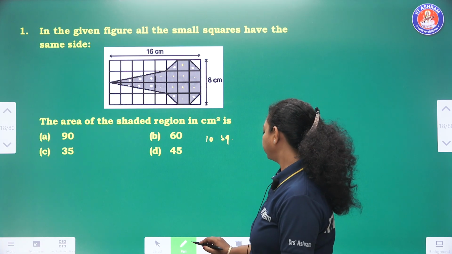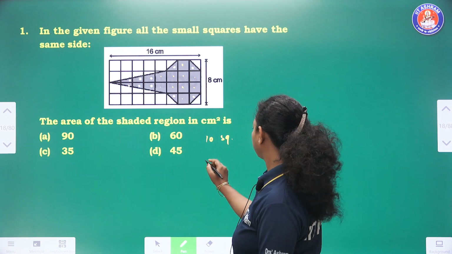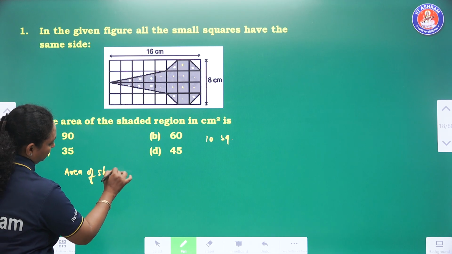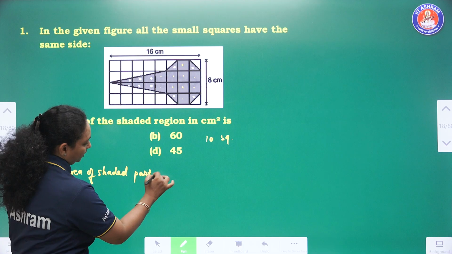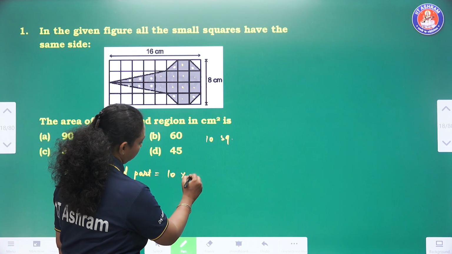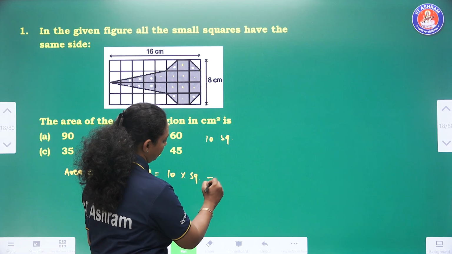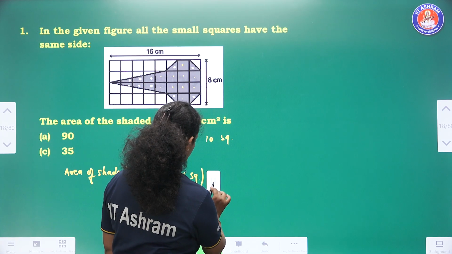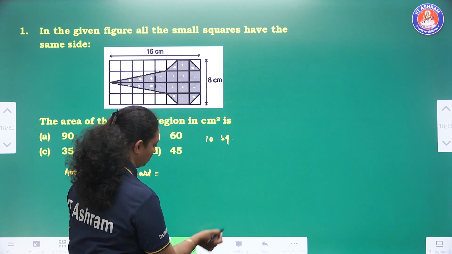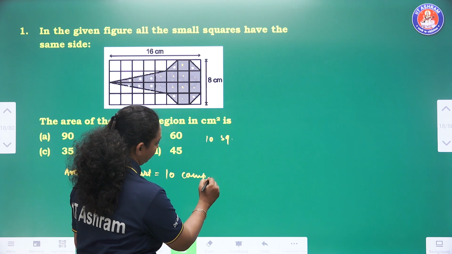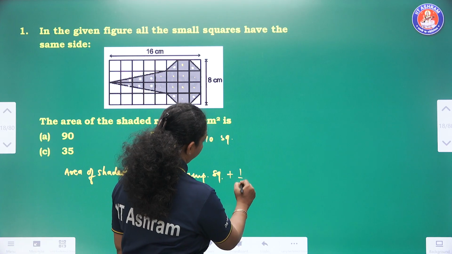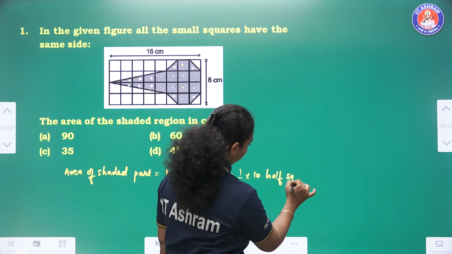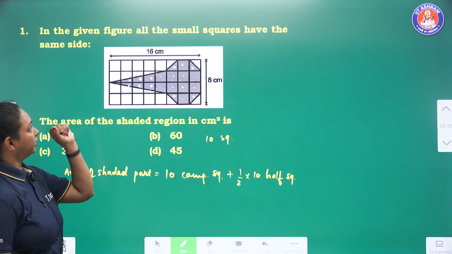So we can write that area of shaded part is equal to 10 complete squares plus 1 by 2 of 10 half squares. So what is the area of each square?